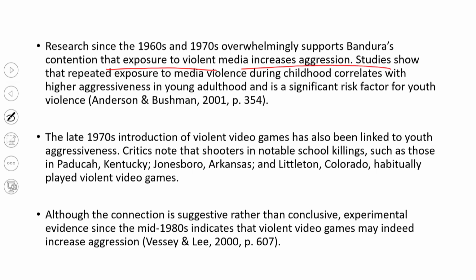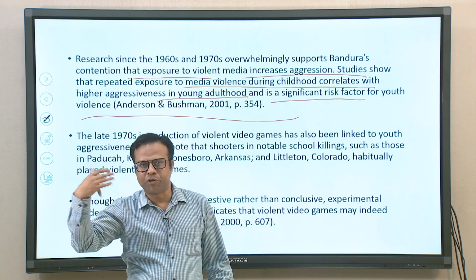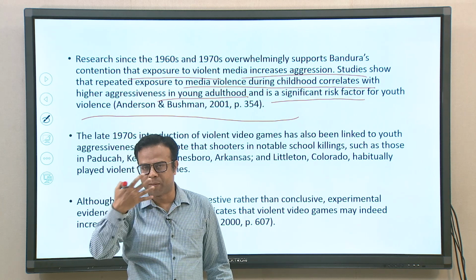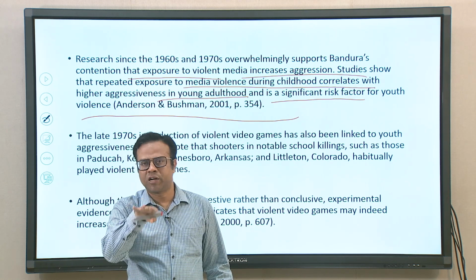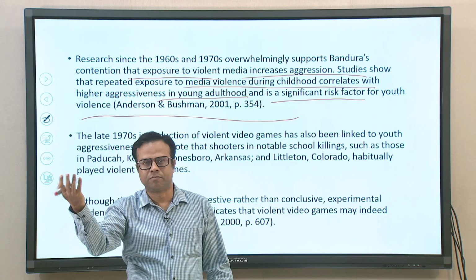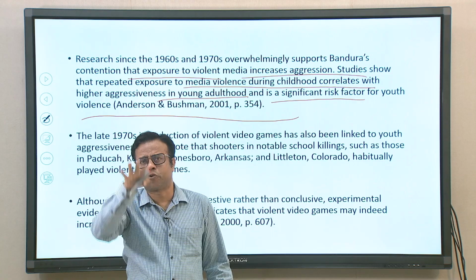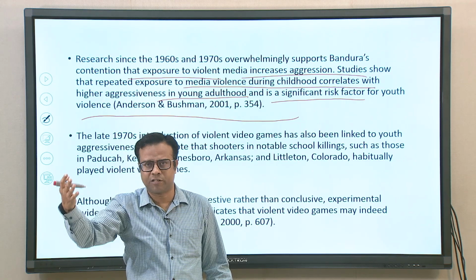Studies show that repeated exposure to media violence during childhood correlates with higher aggressiveness in young adulthood and is a significant risk factor for youth violence. So, this childhood exposure to media violence could stimulate a lot of such characteristics, and when these children become young adults, they will probably show more violence. The chances become significantly higher, because their tolerance for aggression may increase. Simply because of looking at this extreme aggression, the tolerance level will become higher. They will tolerate these things very easily.